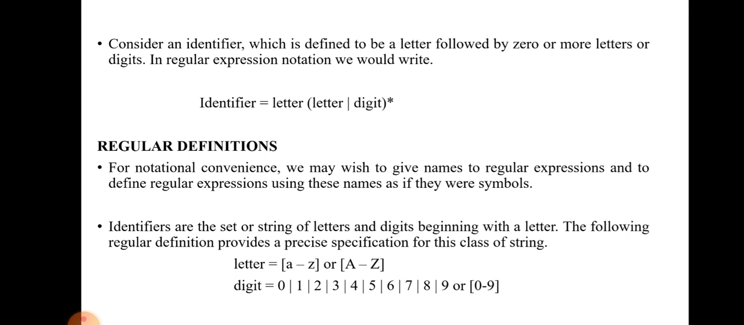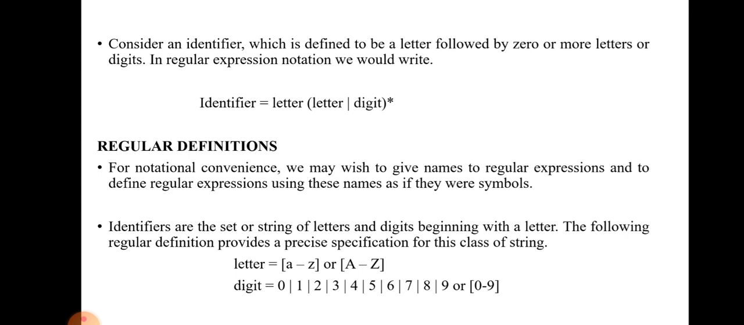For example, we can take letter or digit as zero occurrences. Then identifier is equal to letter, which means, say, A. A is a single letter, so A is an identifier. Or it may be A1, the letter followed by digit, where 1 is a digit. So this is the regular expression for an identifier. Each and every token has its own regular expression.